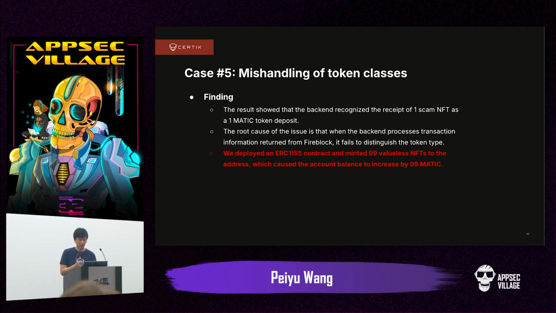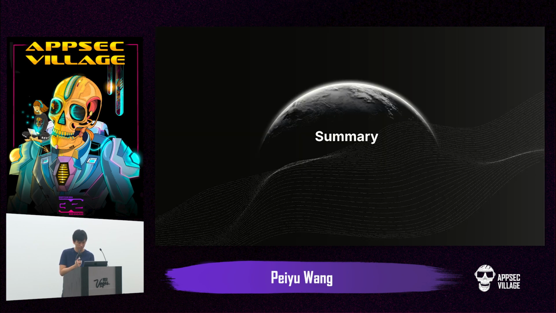So this is white box testing, and we found out the root cause is that when the backend parsed the information returned by Fireblocks, it failed to check the token type. So to exploit this issue, we deployed an ERC1155 NFT and sent 99 NFTs with no value to the address, which caused our account to increase by 99 MATIC.